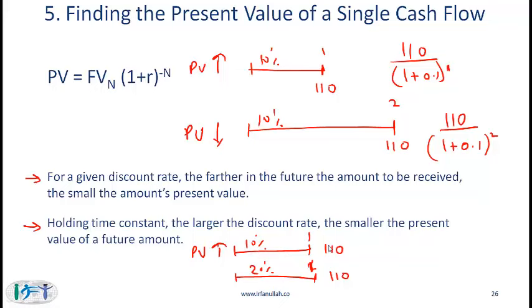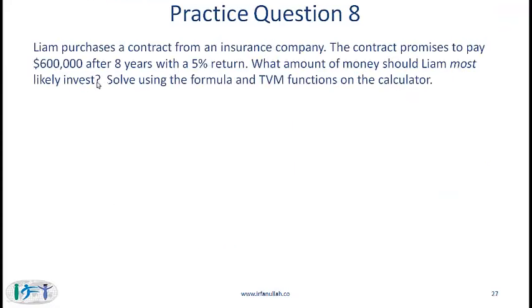In this particular case, the present value will be equal to 110 divided by 1.1, whereas in the second scenario, the present value will be 110 divided by 1.2. So again, you need to be on top of this. Let's see if you can do this practice problem now.